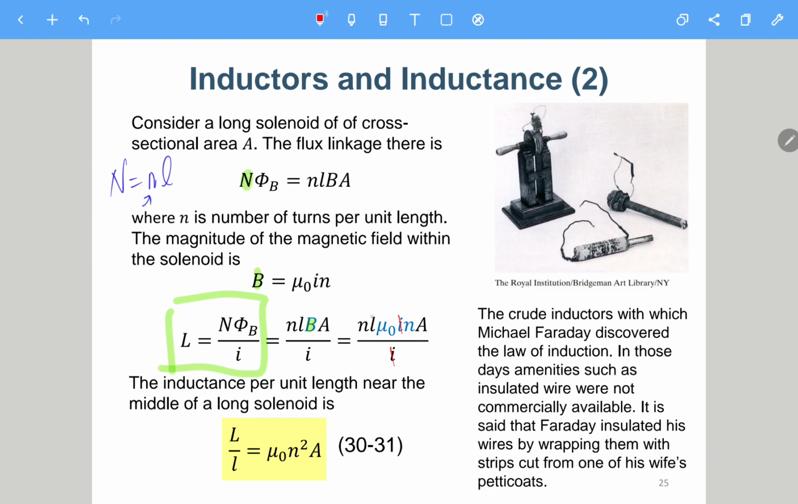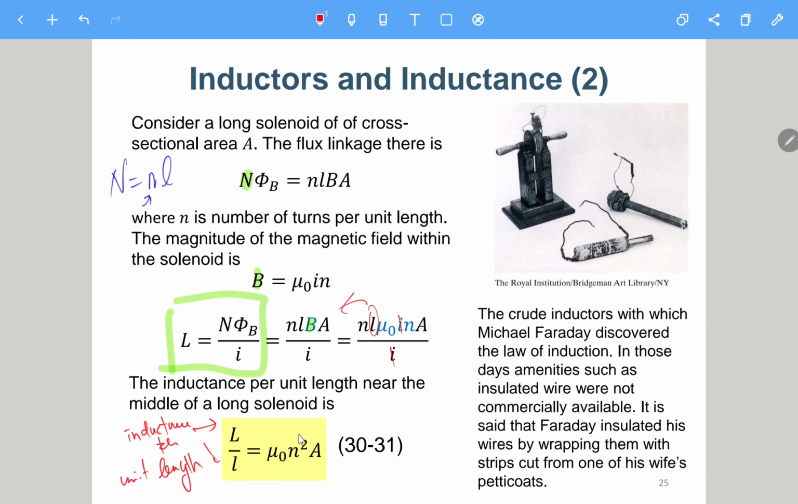And then we just move this l to the left side. So on the left side, we have L over small l equals mu 0 n squared A. So this is the inductance per unit length, the inductance divided by the length, equals this thing. Okay, mu 0 is a constant, the permeability constant, 4 pi times 10 to the negative 7.